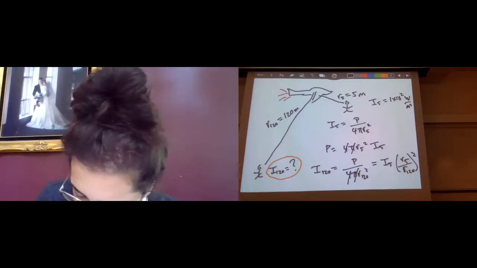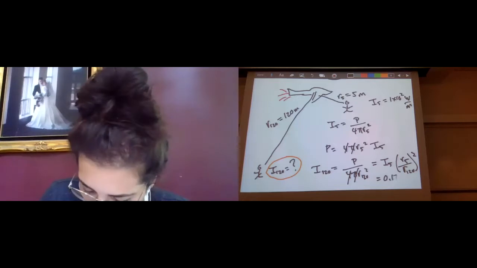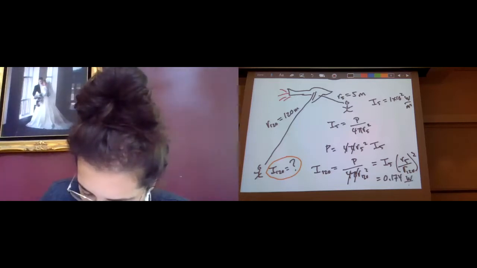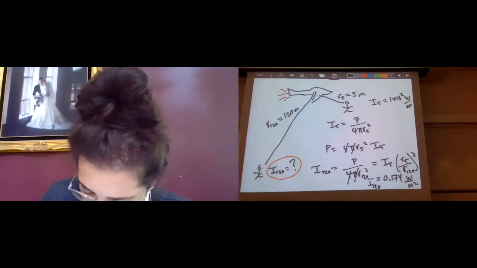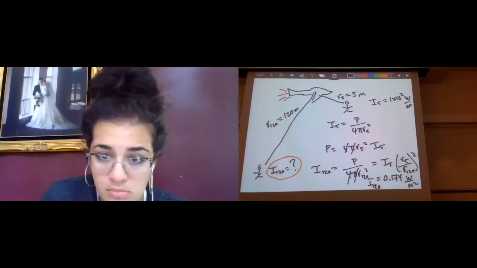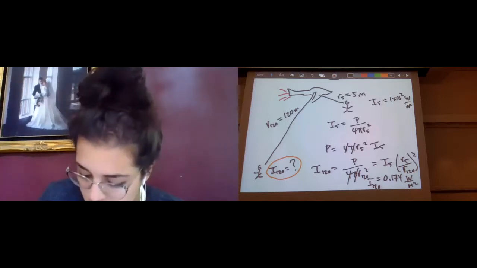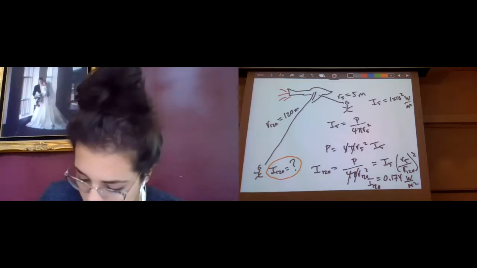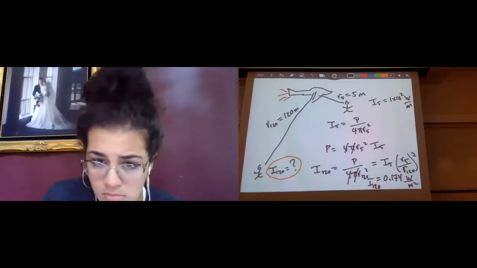So plugging in my numbers, what I get in this case is the intensity at this point works out to be 0.174 watts per meter squared. So this is the intensity at 120. Can you see that, or is that squeezed in the bottom too much?